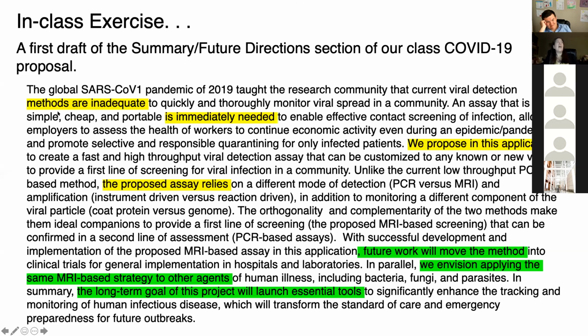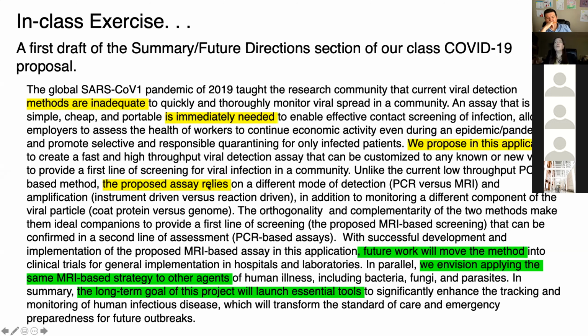An assay that is fast, simple, cheap, and portable is immediately needed to enable effective contact screening of infection, allow employers to assess the health of workers to continue economic activity even during a pandemic or epidemic, and promote selective and responsible quarantining for only infected people. Wouldn't that be great? This was my dream of what a pandemic would look like in the future. We propose in this application to create a fast, high-throughput viral detection that can be customized to any known or new virus to provide a first line of screening for viral detection in a community.